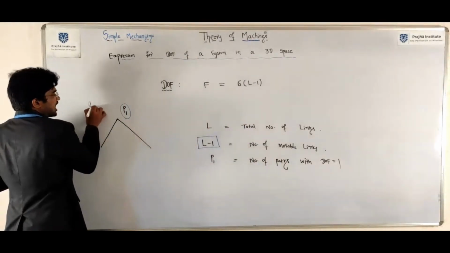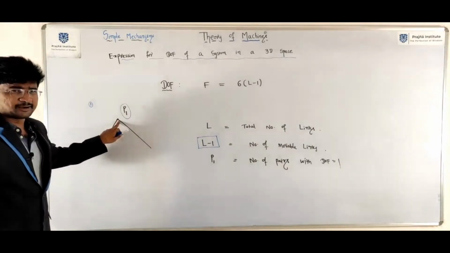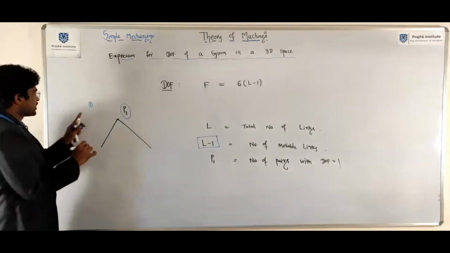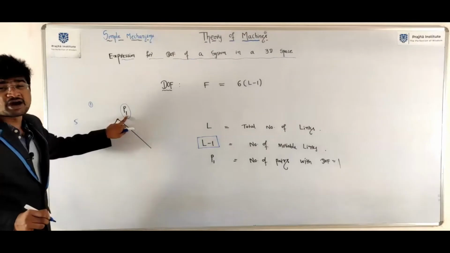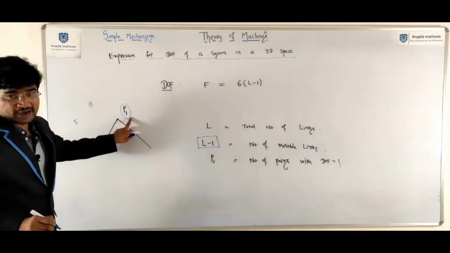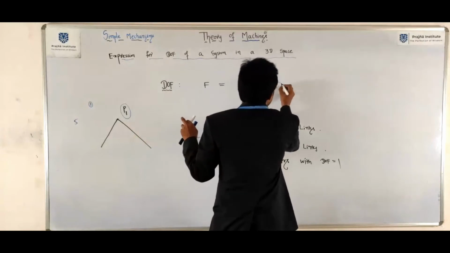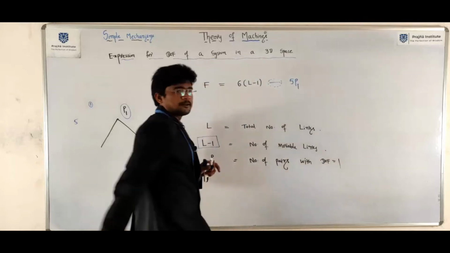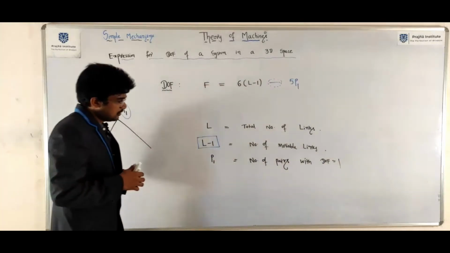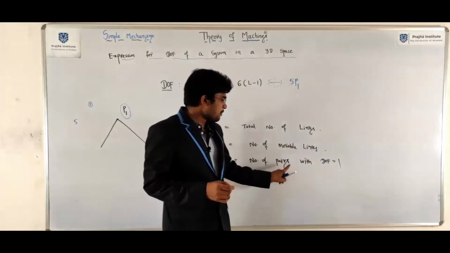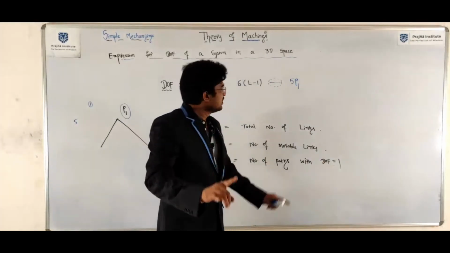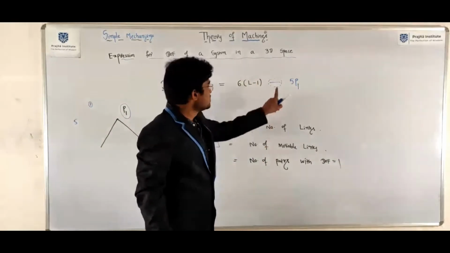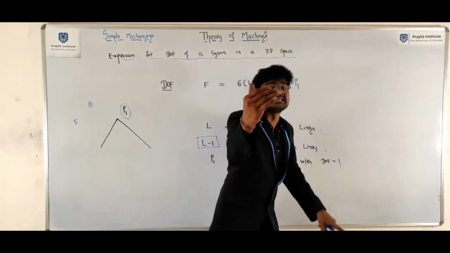If only one joint is present, allowing 1 degree of freedom, the number of motions restricted is 5 for one joint. For P1 number of joints, 5 into P1 motions are going to be restricted. That is why we need to keep minus. I repeat, P1 means number of pairs with degree of freedom 1. What is meant by degree of freedom? Total possible motions, 6 into, minus number of motions restricted.